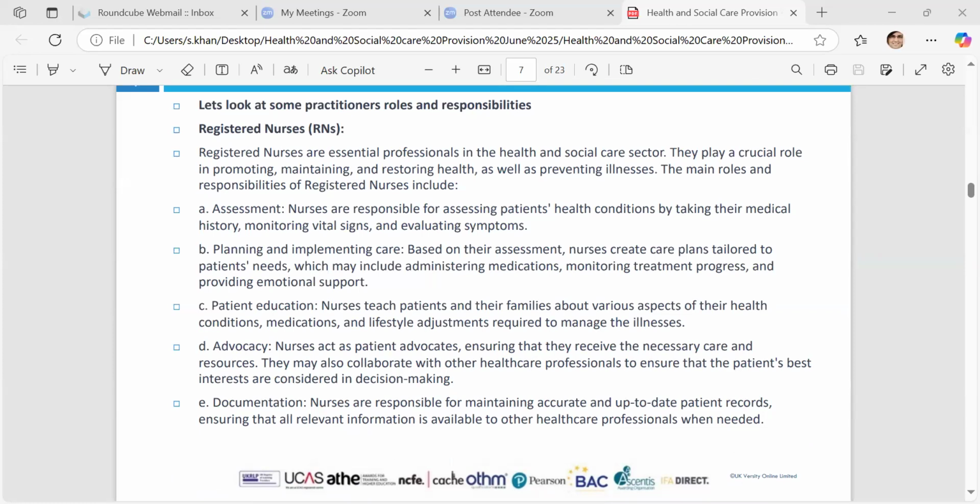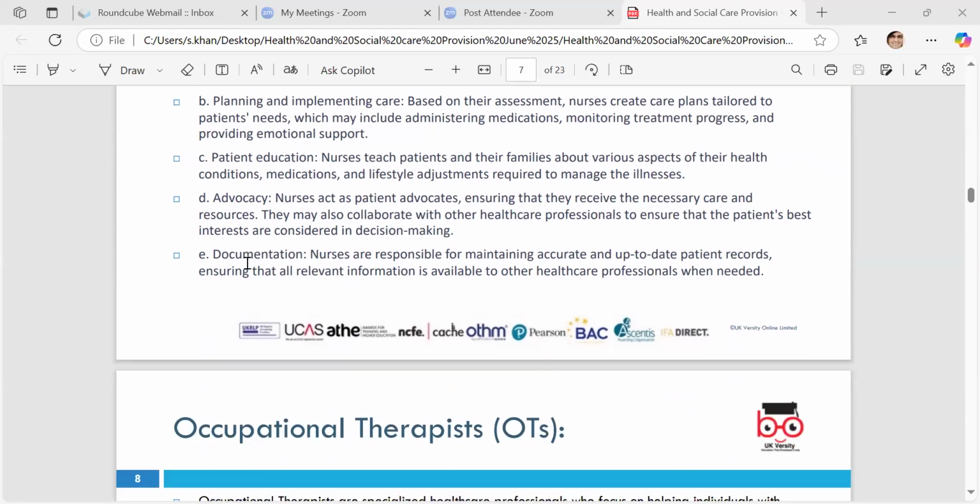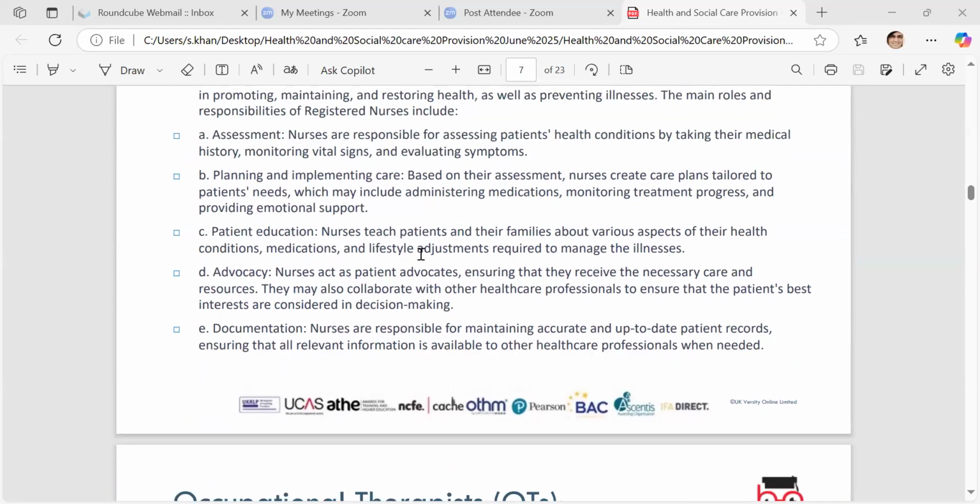They also work with other professionals, such as doctors and therapists. They are there to implement care plans so they suit the patient. They also maintain patient records and documentation, and they may supervise other healthcare professionals as well.